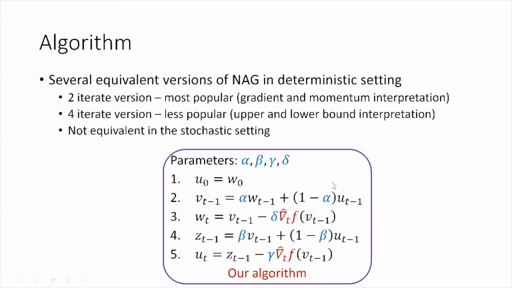In particular, there is one formulation which has both an upper and lower bound interpretation, which is much less popular in terms of the way it's implemented, because as you can imagine, a 2-iterate version is much more compact to write, whereas the 4-iterate version is much more elaborate. But it turns out that this 4-iterate version actually captures the essence of what we want to do even in the stochastic setting. So the idea is the following.